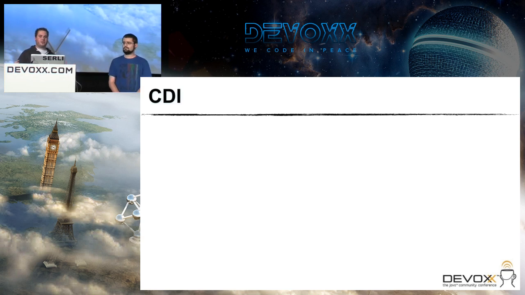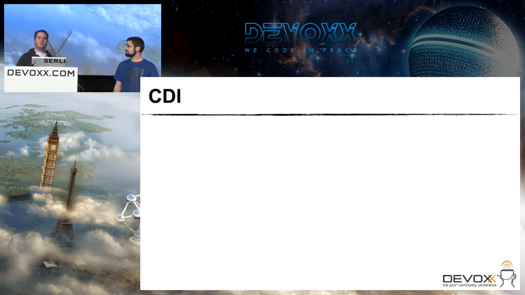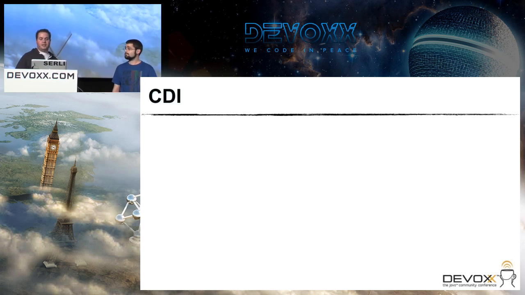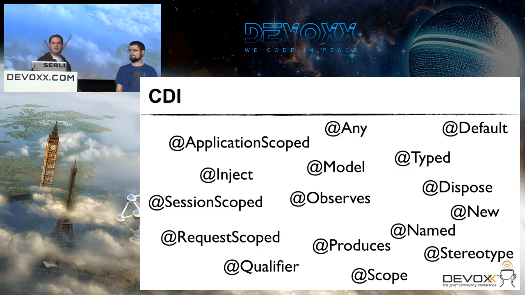So before talking about Weld-OSGi, we're going to introduce some key concepts for the rest of this presentation. The first one is CDI. CDI is, in my opinion, the best API introduced in Java EE6. It's the standard API to do dependency injection. It provides a nice programming model based on annotation. So CDI annotation are these ones.